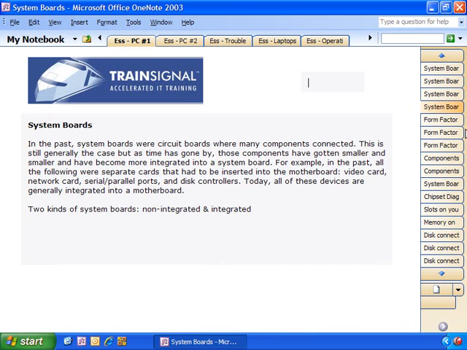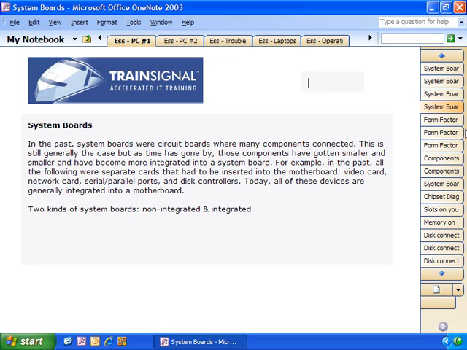So now let's talk a little bit more about system boards. In the past, system boards were just circuit boards where many components were connected. This is still generally the case, but as time has gone by, those components have gotten smaller and smaller and have become more and more integrated into the system board. So for example, in the past, all of the following were separate cards that had to be inserted into the motherboard. So you had a video card, you had a network card, serial and parallel port card, you had disk controllers, you had a card for just about everything. All the motherboard did was connect the processor and the RAM to all those different cards. Well, today, all of these devices are generally integrated into a motherboard.